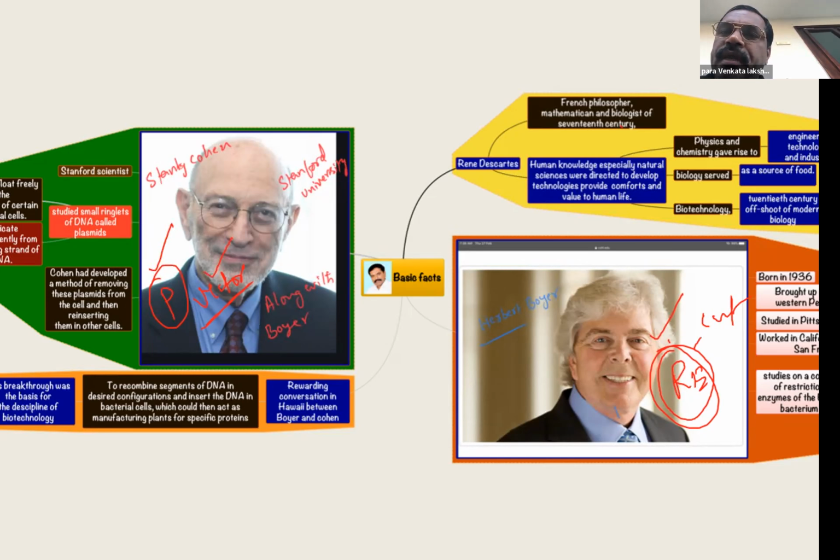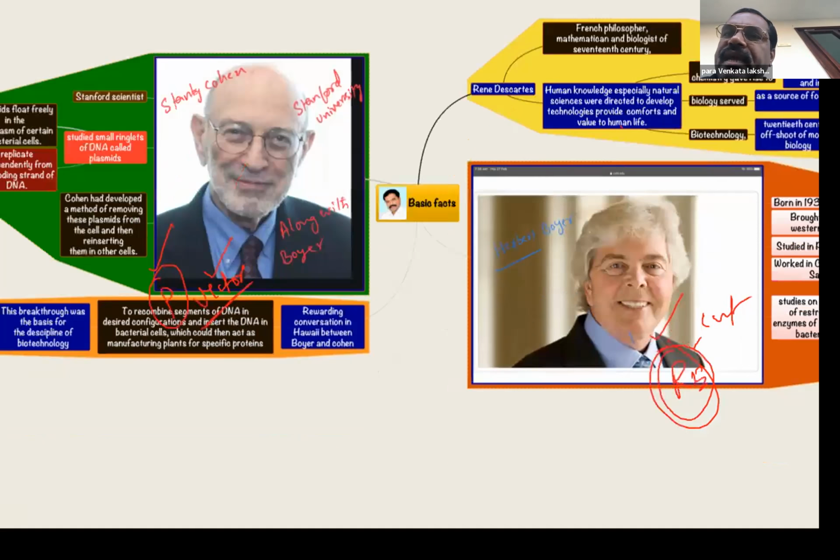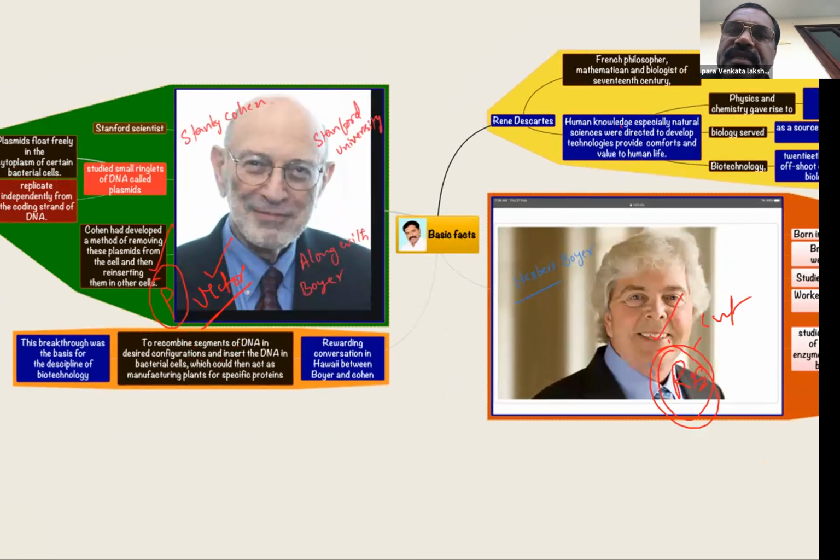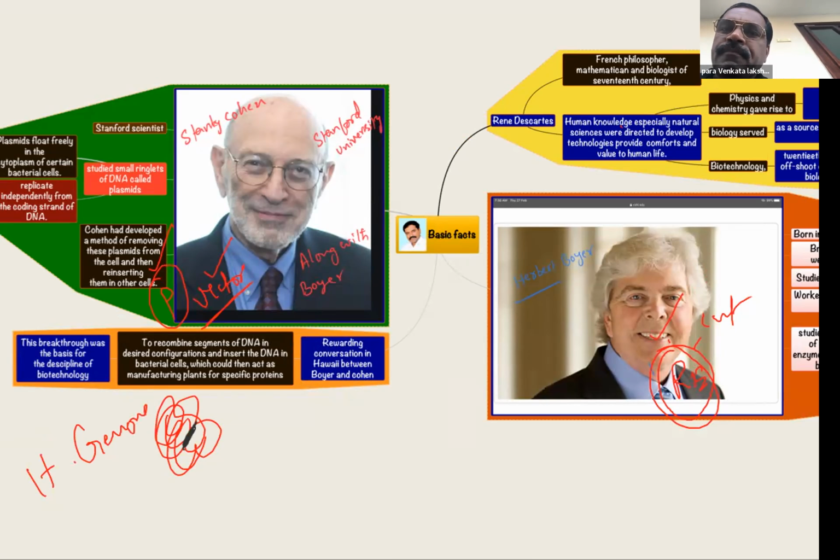Both Stanley Cohen and Herbert Boyer were responsible for recombining the DNA from two different sources to manufacture different proteins, maybe in the form of hormone, maybe in the form of enzyme. This is what we discussed even in yesterday's class. So this is our human genome, and from the human genome we will take out one important gene of interest. It may be the insulin producing gene, the growth hormone gene, or some other gene, like the factor 8 gene, factor 9 gene.